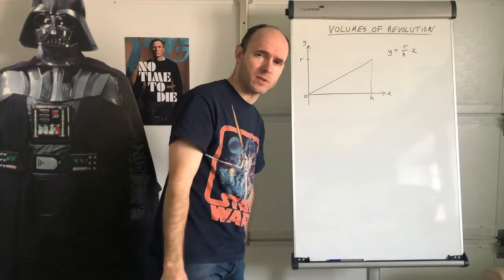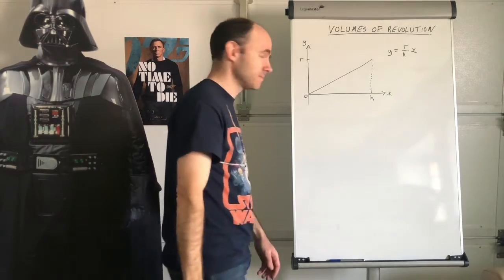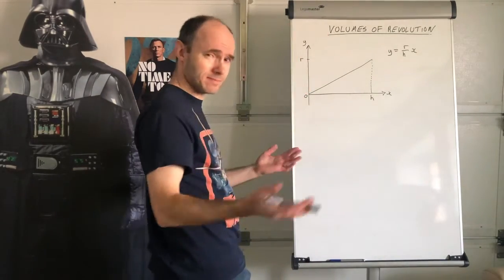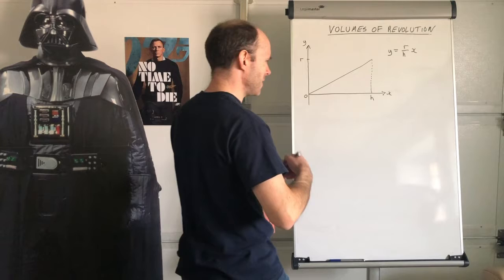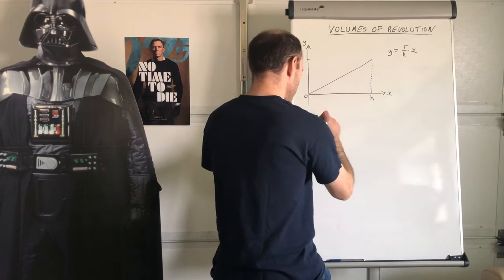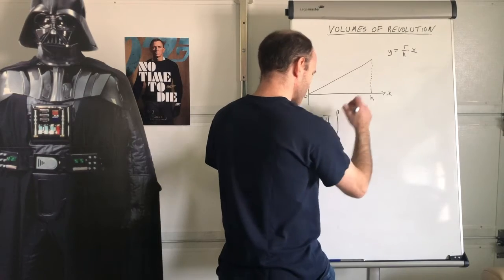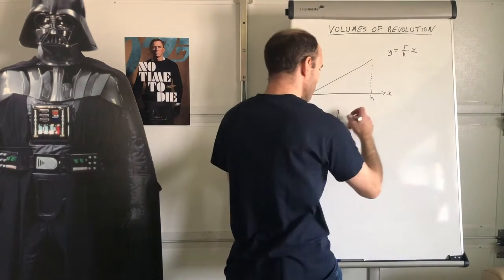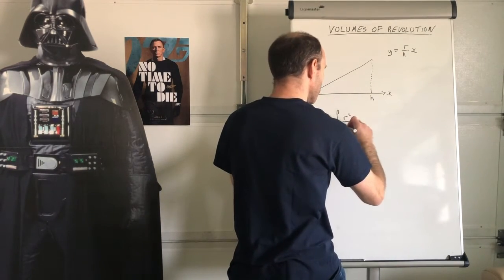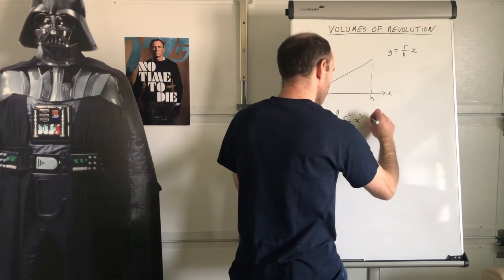Maybe you try it, pause the video and then play it again. You did it. Very nice, wasn't it? As long as you did it properly. So volume is going to be pi y squared dx, remember that? Where y is that, isn't it? So r squared over h squared x squared dx.